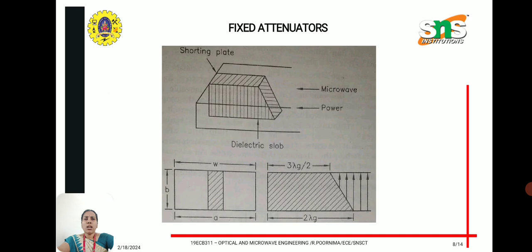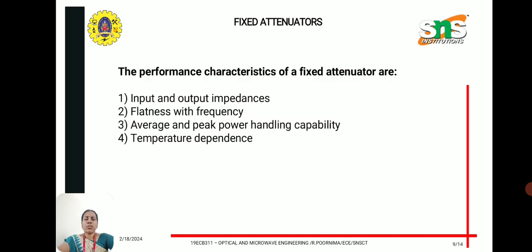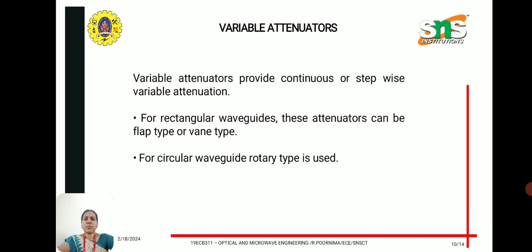So this is the fixed attenuator structure. Here we have a shorting plate, and the microwave signal is transferred through this waveguide, and some of the power is absorbed by this slab. The performance characteristics of fixed attenuators are input and output impedances, flatness with frequency, average power handling capability, and temperature dependence.